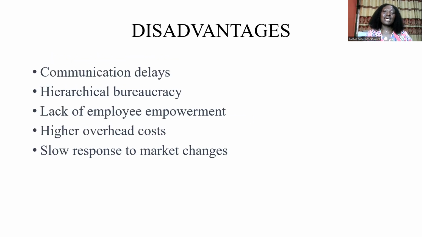Now, when we look at the tall structure, you find that because the hierarchies are too many, there's always delay in communication, which is actually a disadvantage of the tall structure. Also, we have the hierarchical bureaucracy. There are always a lot of levels that you have to go through to get something done. So the least thing you are supposed to do in the organization, you have to go through a lot to be able to get things done.